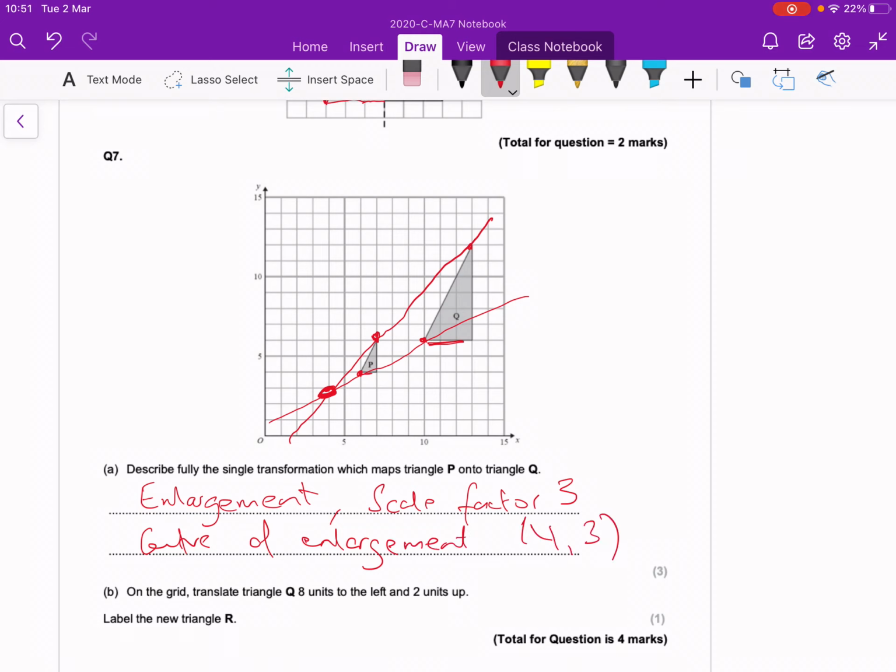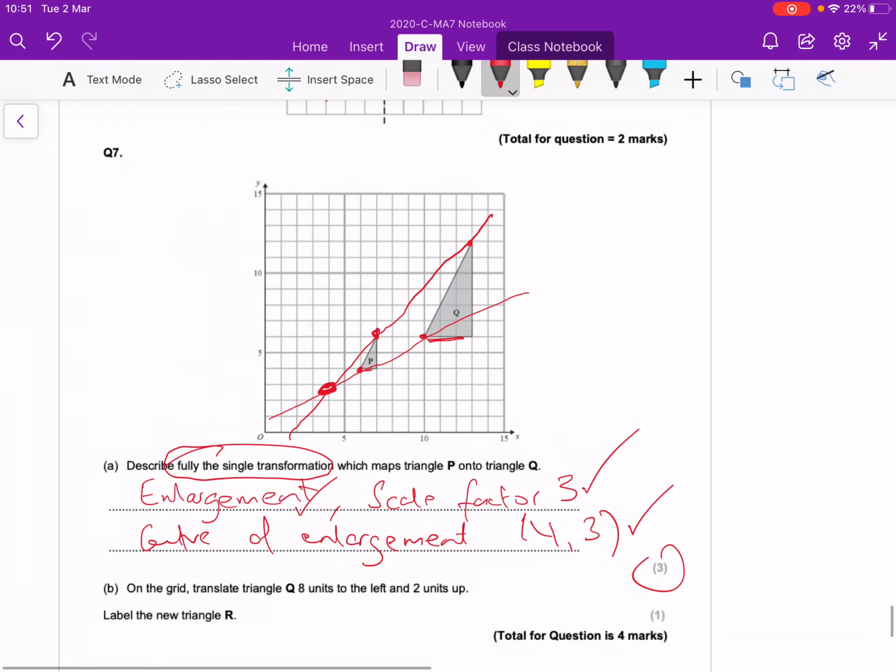That's how you fully describe the transformation. It's worth 3 marks. You need to use the word enlargement, you need to give the scale factor, and you need to give the centre of enlargement. The hard bit is finding the centre of enlargement. Like I say, you join up the same points on the 2 triangles, draw a line through them, and find out where they intersect.